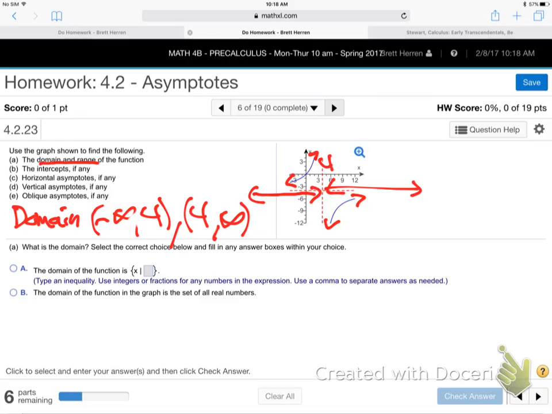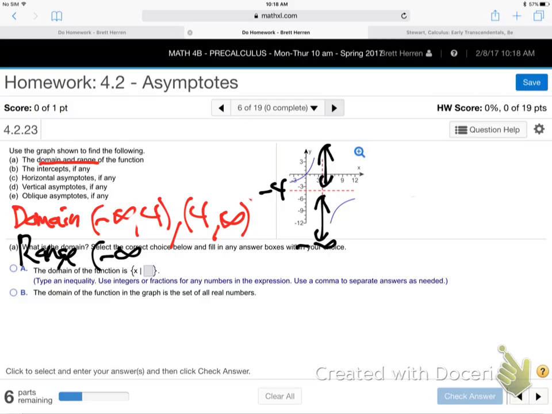What's the range? The range is the up-down. So the range is the same thing, it's up-down. Basically it's there, and it's there. So it's everything but negative 4. So from negative infinity up to negative 4, and from negative 4 to positive infinity. Good on that. So that's domain and range from the picture.